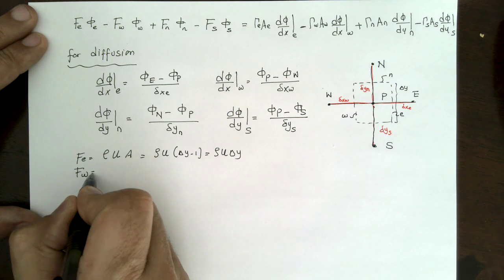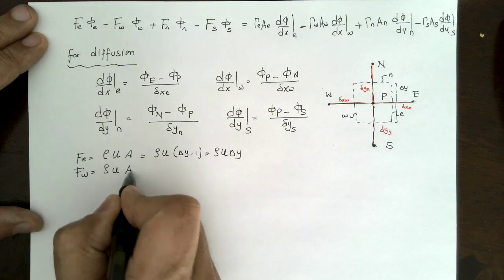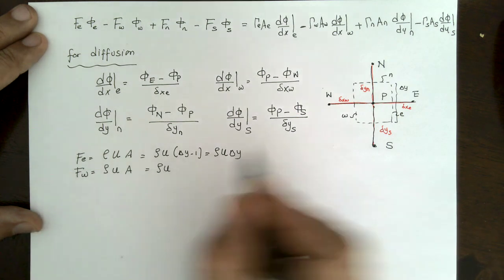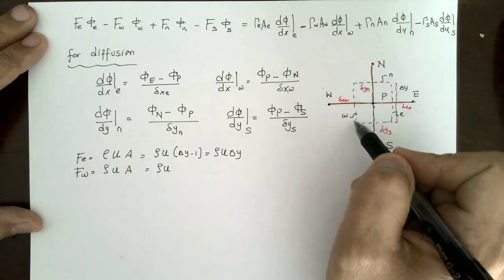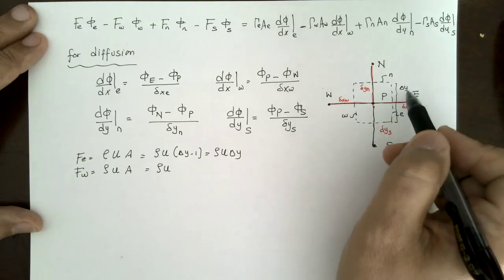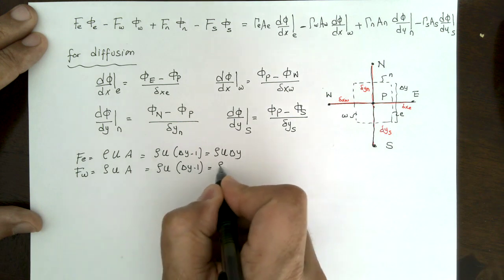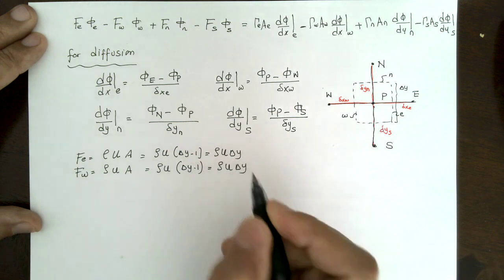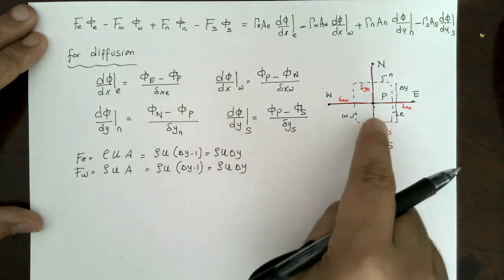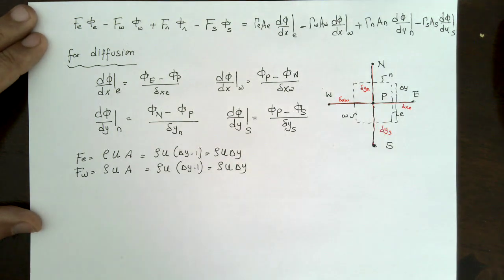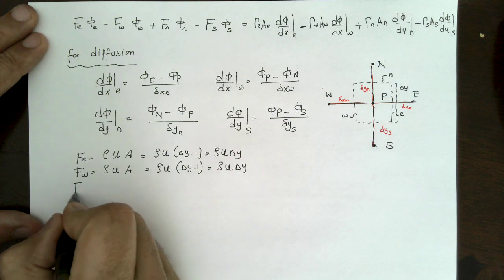F west will be rho U times A as well. It's going to be rho U, even though it's a west face, but we still have the height is the same, that's delta Y. So I'm going to have delta Y dot 1. So this ends up to be rho U delta Y. Again, this is the mass flow rate crossing the west face, right? Do the same for the north.